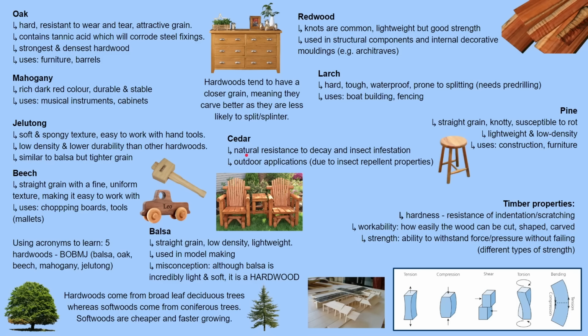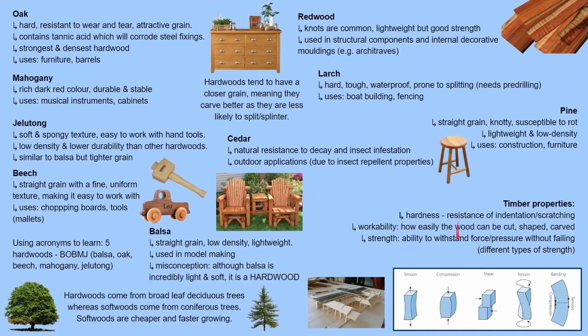Then cedar is a quite interesting softwood. It has a slightly darker, richer color to it. It's got natural resistance to decay and insect infestation, which is why it's used in outdoor cladding, used in fences. Here you can see outdoor chairs made from cedar because it's naturally resistant to decay and rotting, etc. So 5 hardwoods, 4 softwoods.